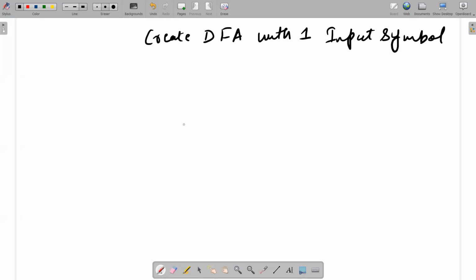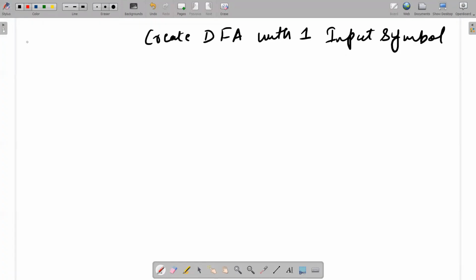Means only one input symbol will be given to us. Like we have discussed in the previous example where I, T, space, A, semicolon were discussed. These were the input symbols. Now we have a DFA to be constructed with one input symbol. One input symbol means only one input symbol will be given.